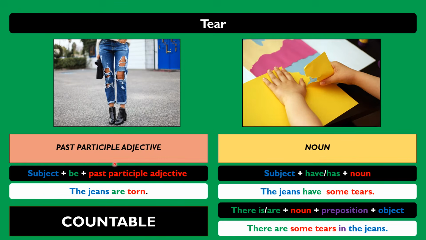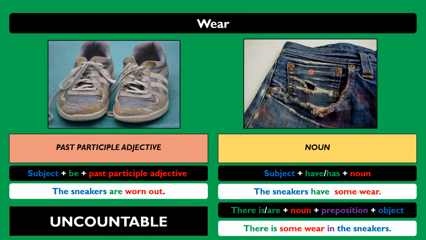Tear. The jeans are torn. The jeans have some tears. There are some tears in the jeans. Wear. The sneakers are worn out. The sneakers have some wear. There is some wear in the sneakers. When we say wear, we're talking about an object that has been used a lot, and that's why the object is not in good condition.